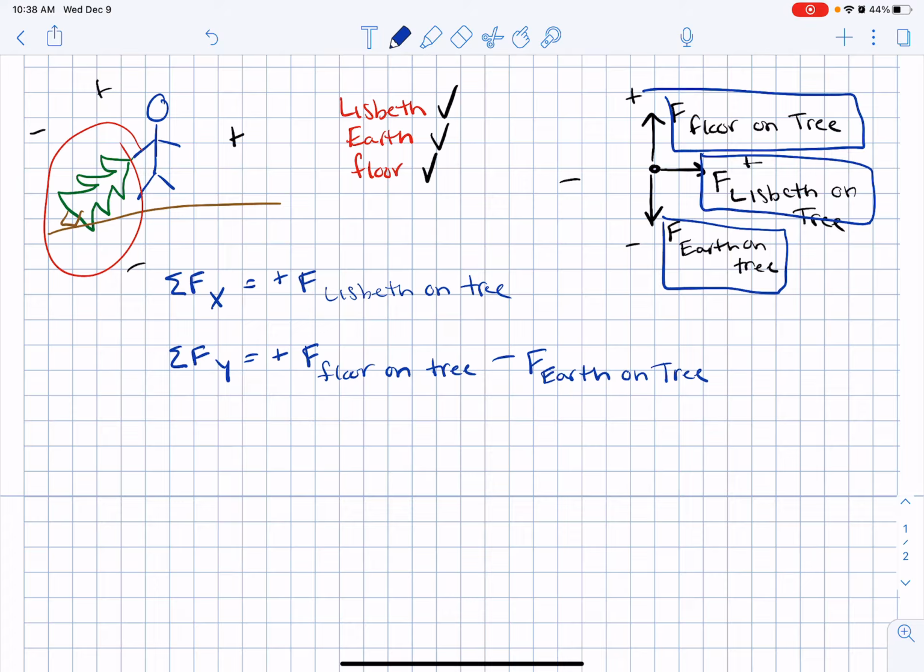Okay. So here I have my horizontal forces. It's just the force Lizbeth exerts on the tree. And my vertical forces are the force the floor exerts on the tree in the positive direction, and in the negative direction, the force the earth exerts on the tree.